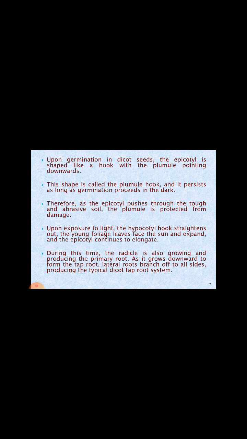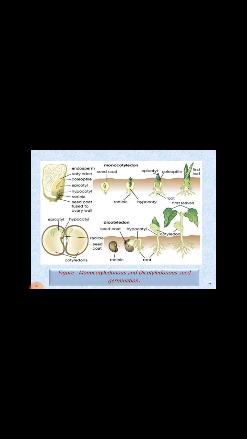Now move to the germination of dicot seeds. Upon germination in dicot seeds, the epicotyl is shaped like a hook with the plumule pointing downwards. This shape is called the plumule hook, and it persists as long as germination proceeds in the dark. Figure B shows the germination in dicot seeds. Therefore, as the epicotyl pushes through the tough and abrasive soil, the plumule is protected from damage.